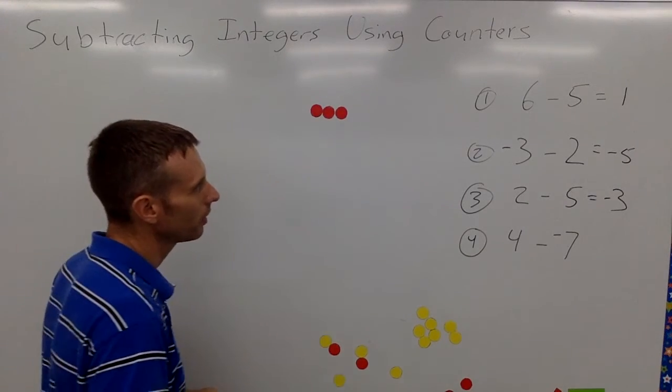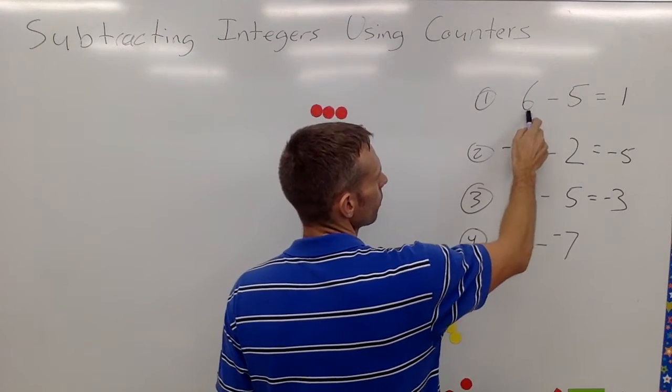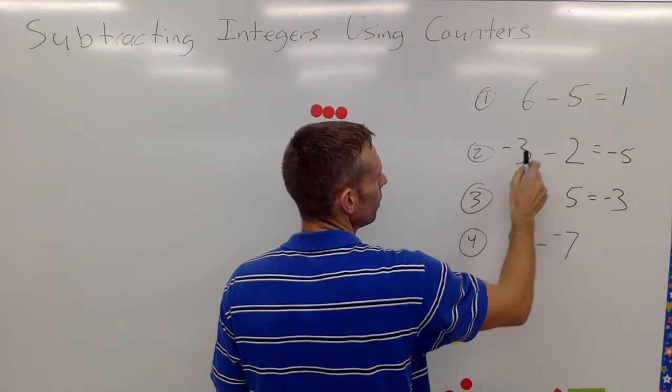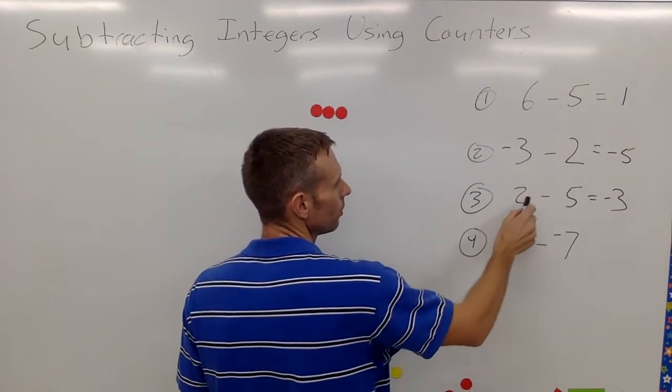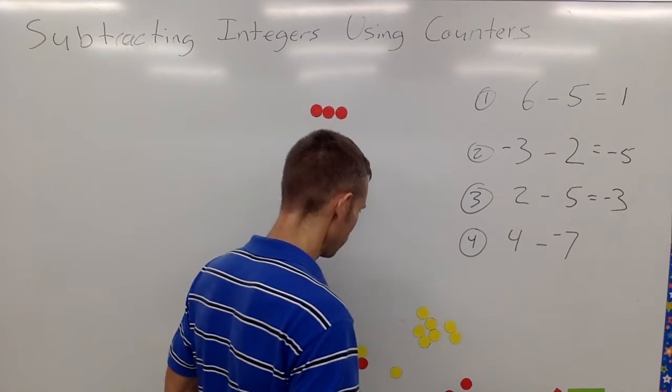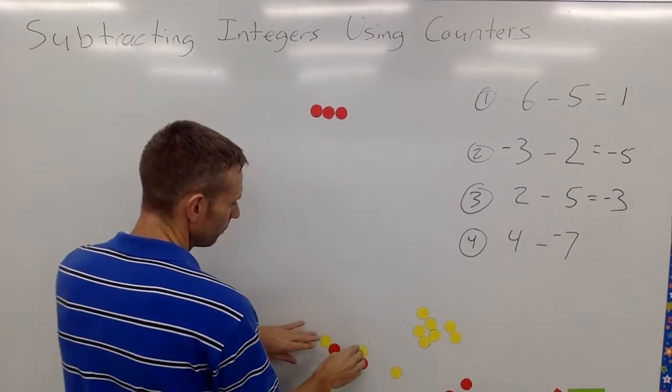You may have learned add the opposite. So look, 6 plus negative 5, 1. Negative 3 plus negative 2, negative 5. 2 plus negative 5, negative 3. This is a way to represent that again.